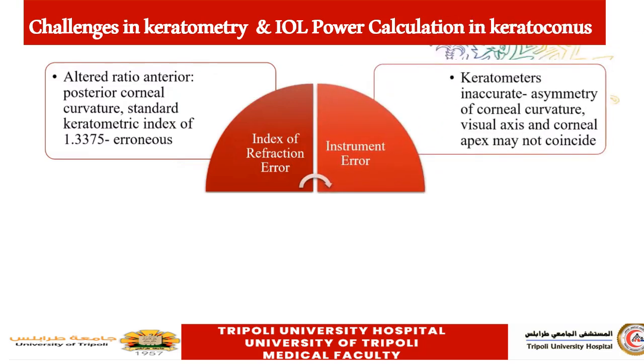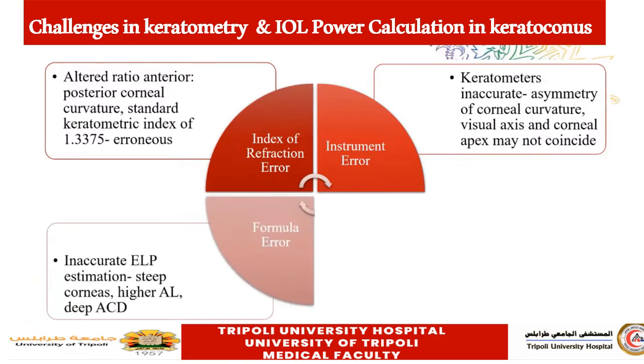Another challenging point is the asymmetry of the cornea. The central part of the cornea does not necessarily coincide with the visual axis. So the standard keratometry measures the central 3 millimeters. However, a large variation in the power of the cornea can be seen within the central 4 to 5 millimeter zone. So the standard keratometry does not represent the real power of the central part of the cornea.